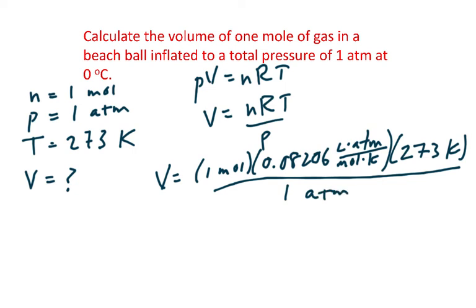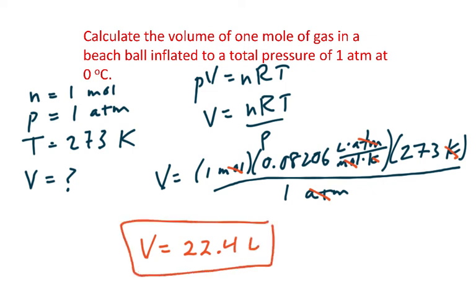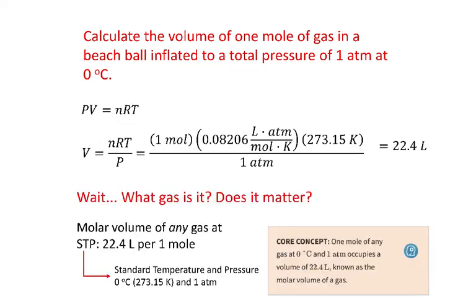So the R universal gas constant helps with the units. So moles cancels out, Kelvin cancels out, atmospheres cancels out, and we'll be left with liters. We get 22.4 liters. Now, wait a minute. It just says gas. Does the gas matter? No, it does not. This applies to any and all gases.